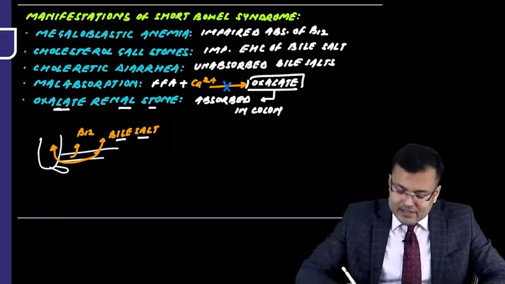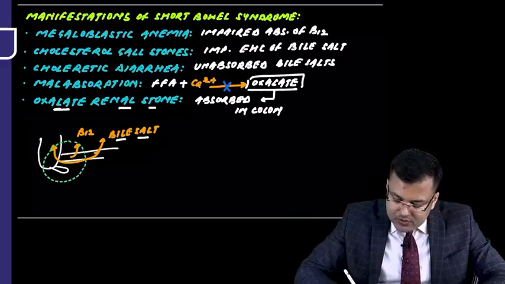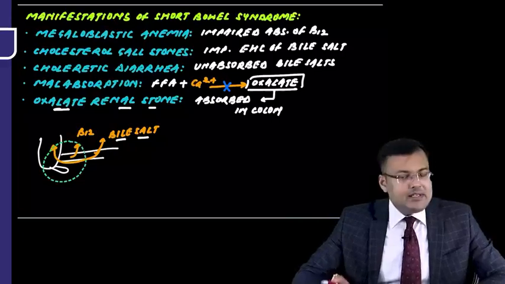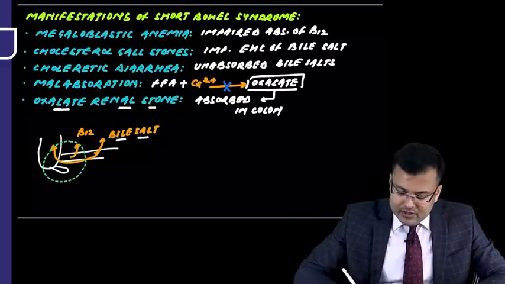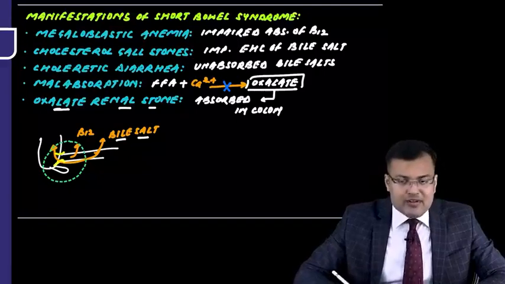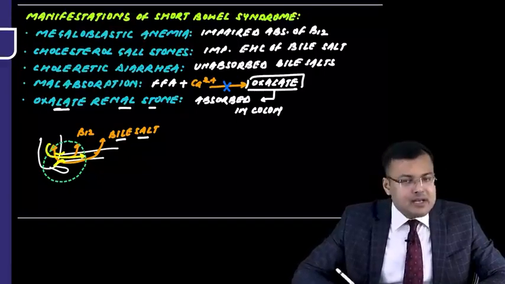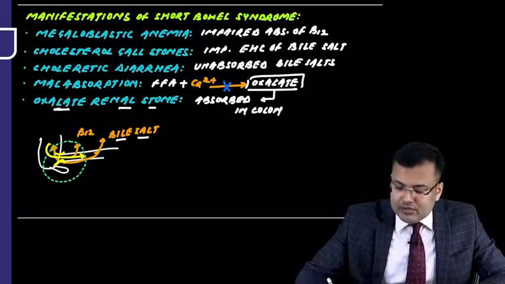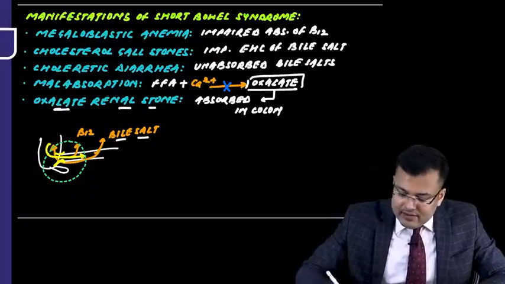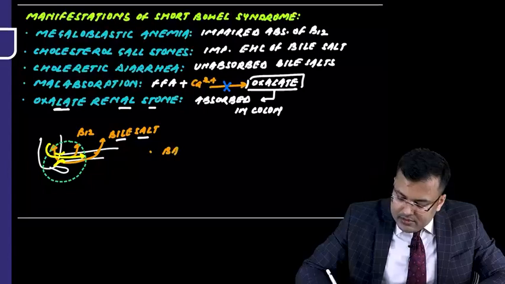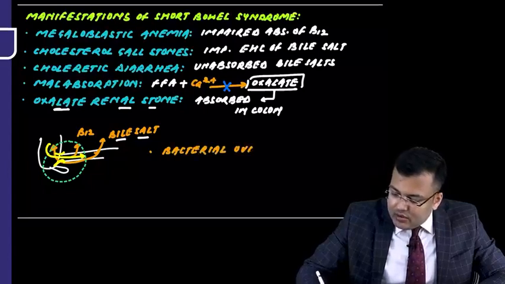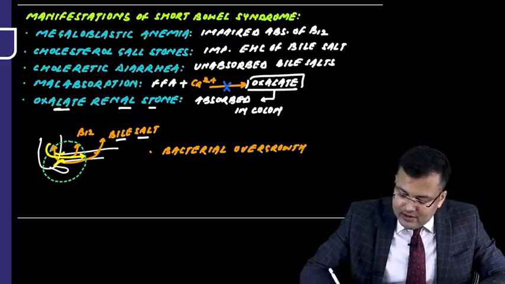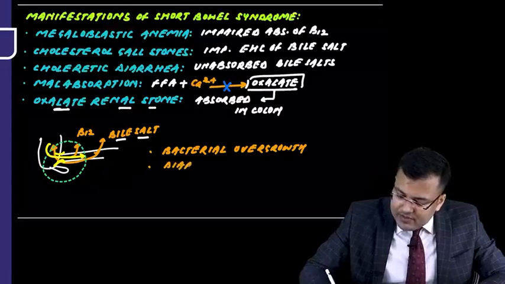There is another manifestation, especially in patients in whom the ileocecal valve is removed. When the IC valve is removed, what will happen? There will be free reflux of fecal matter into the ileum. And because of this, there are two symptoms: the patient is having bacterial overgrowth, and the patients are having diarrhea. This is seen only when the IC valve is removed.